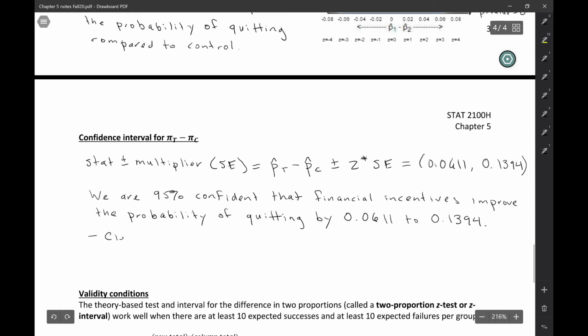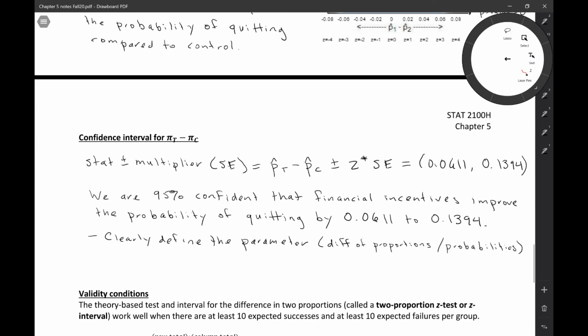One, make sure that you clearly define the parameter. And this is actually important no matter what kind of confidence interval you're doing. It needs to be really clear what kind of parameter you're trying to estimate. So in this case, it would be a difference of proportions or probabilities. We can say probability because we're talking about the long run proportion. So even though I didn't use the words difference of proportions or probabilities in mine, notice that I am talking about the probability of quitting and saying that it has improved. So from that, you get that we're comparing two probabilities.